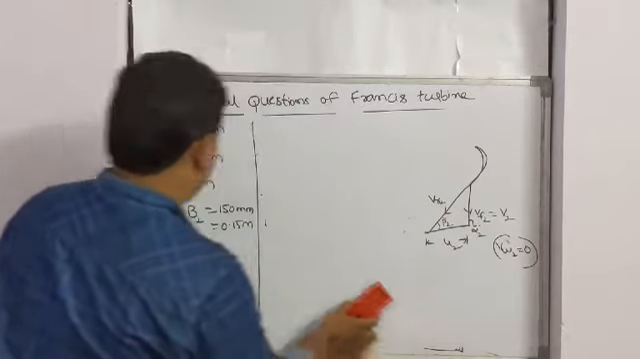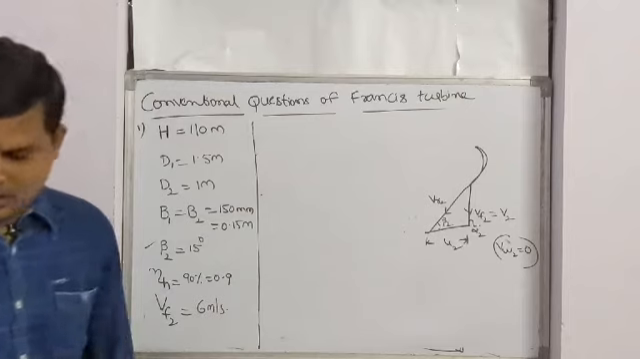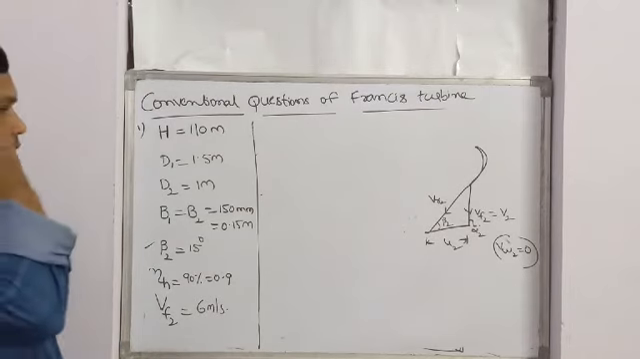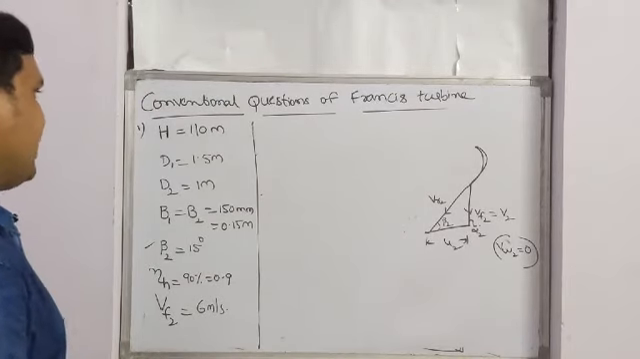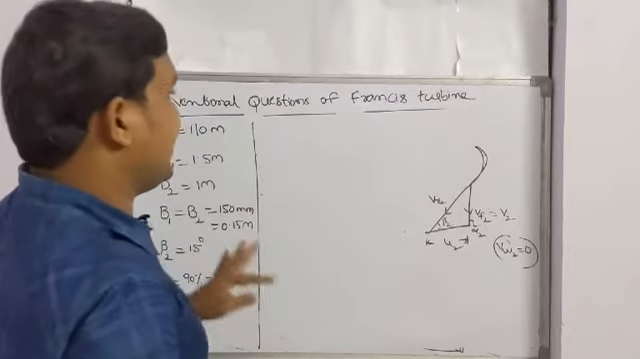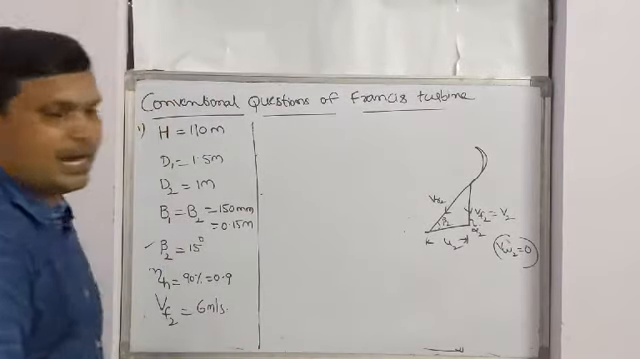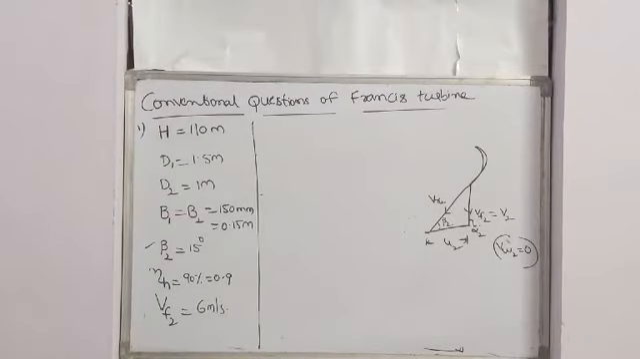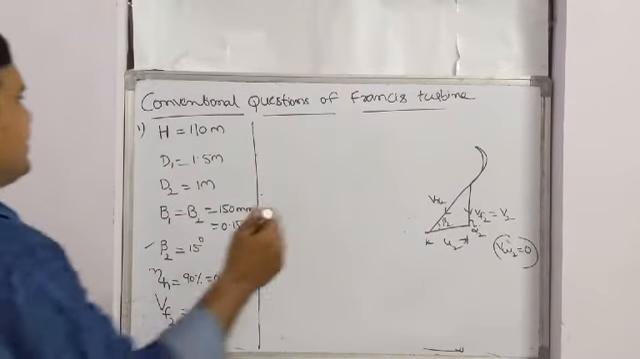For fixing the inlet velocity triangle, we should know the relation of u1 and vw1. Is u1 greater than vw1, or vw1 greater than u1? So how can we conclude about u1 and vw1? First we should find out u1.